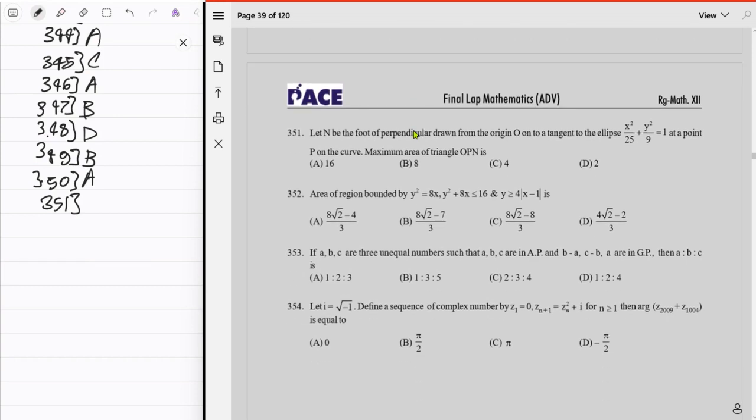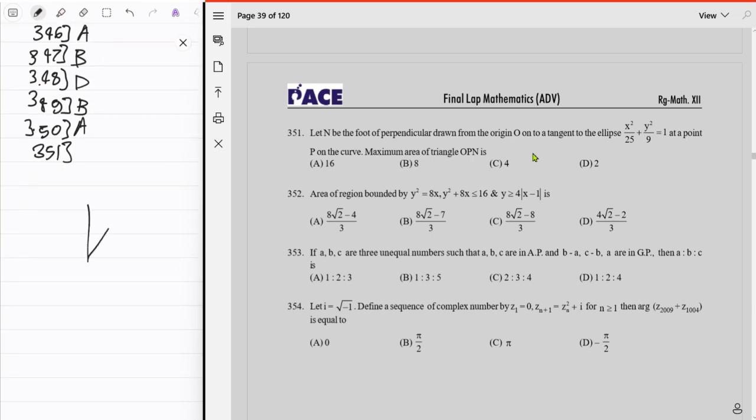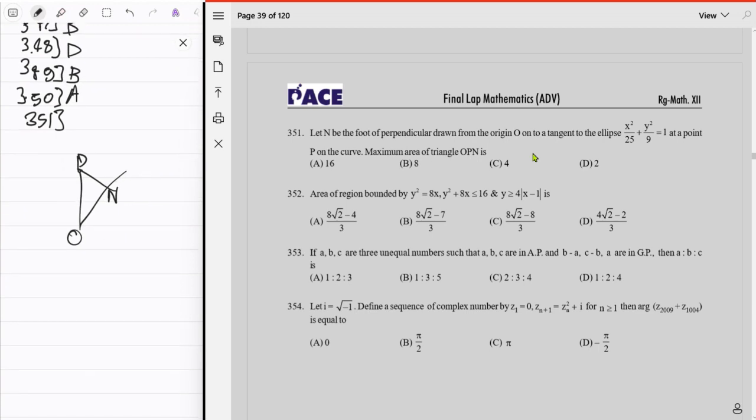Let N be the foot of perpendicular drawn from the origin O onto the tangent to the ellipse at a point P on the curve. Maximum area of triangle OPN. Foot of perpendicular drawn from the origin to a tangent to this ellipse at a point P. Maximum area of triangle OPN. Understood. Wait, OPN. Oh, okay, like this, understood. P will come here, N here, and O. Not exactly what I wanted, but okay, whatever it is. We just have to figure it out.